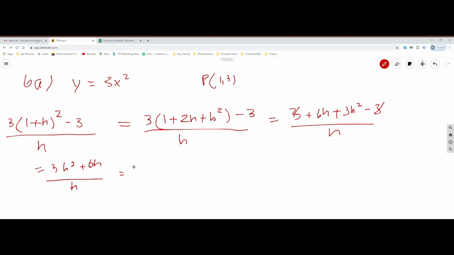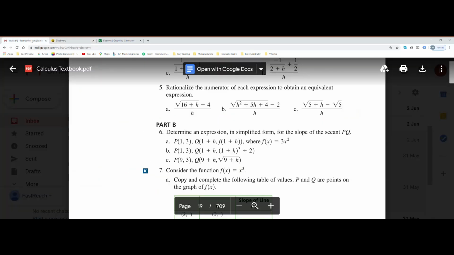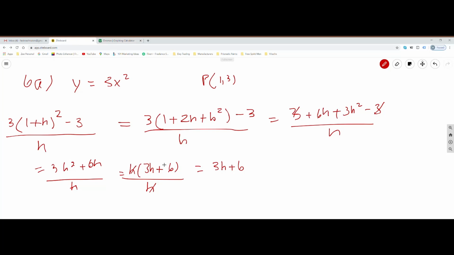So now you can factor out an h. You have 3h squared, so 3h, not squared, because we need to get the h, plus 6, and then h at the bottom. You can cancel them, and you're left with 3h plus 6. So that is the answer.